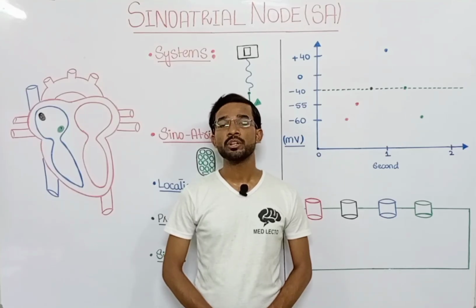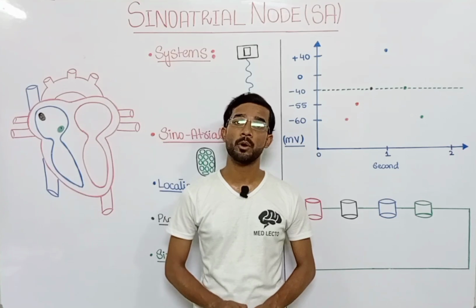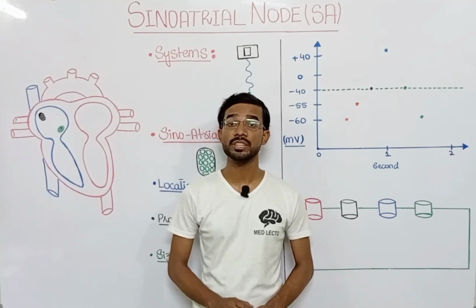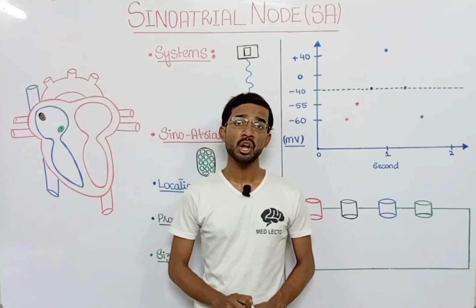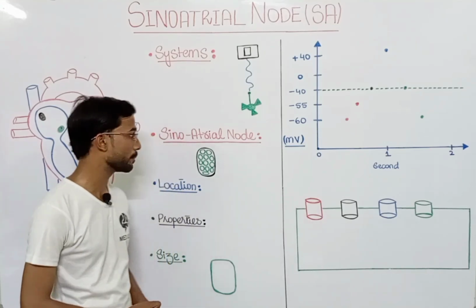Welcome to Lecto. Today we are going to discuss the sinoatrial node, which is the most important component of the heart. It is that component of the heart through which the signal is generated and spread to the whole heart. First of all, we will see the different aspects of the sinoatrial node.